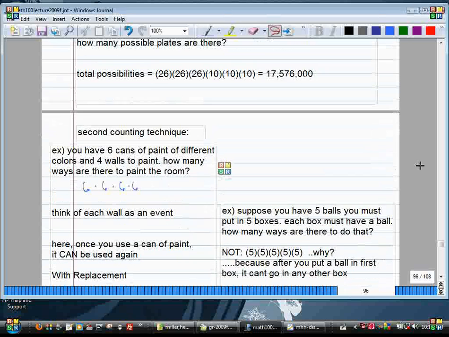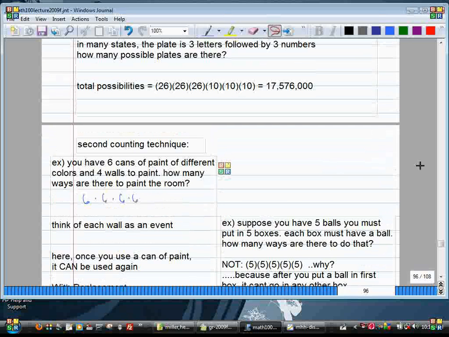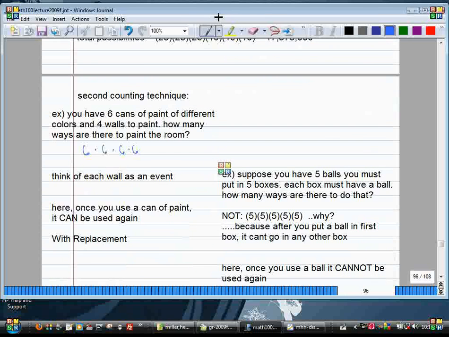So let's compare these 2 scenarios. In the first one with the painting, once you use a can of paint, it can be used again. Right, there's no reason it can't. In the second case, with the balls in the boxes, once you use a ball or once you use a box, it cannot be used again. It's done. So these are 2 different scenarios.